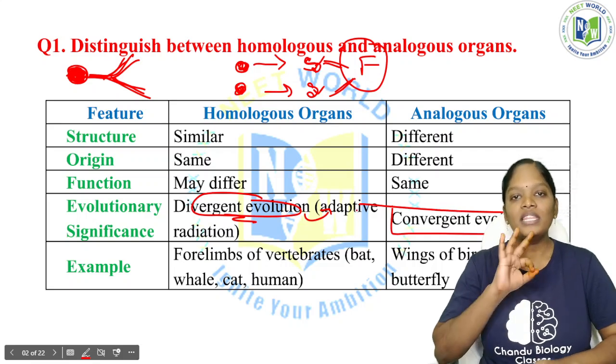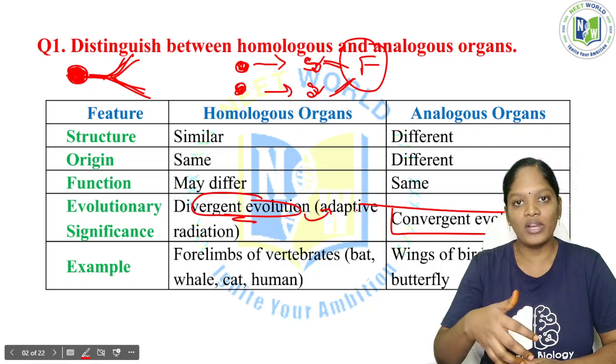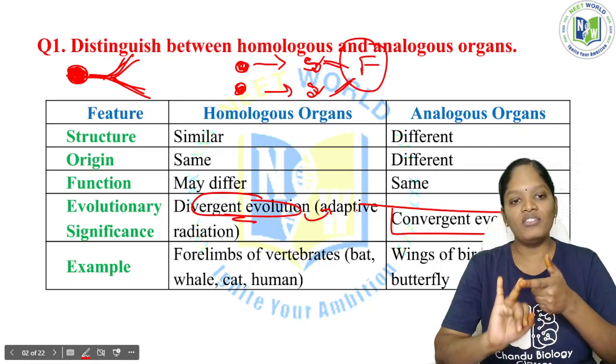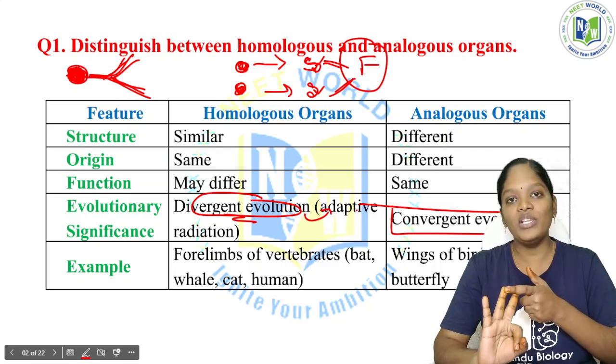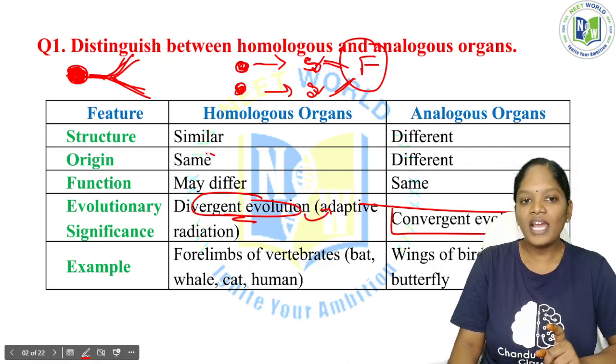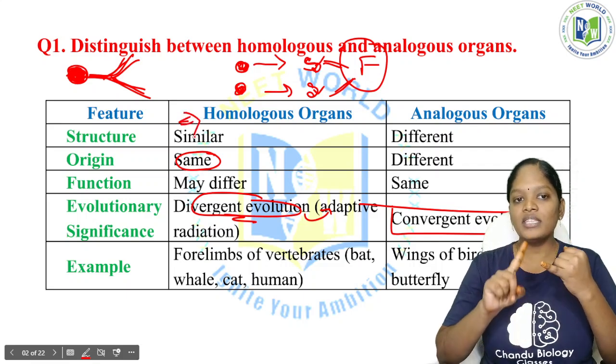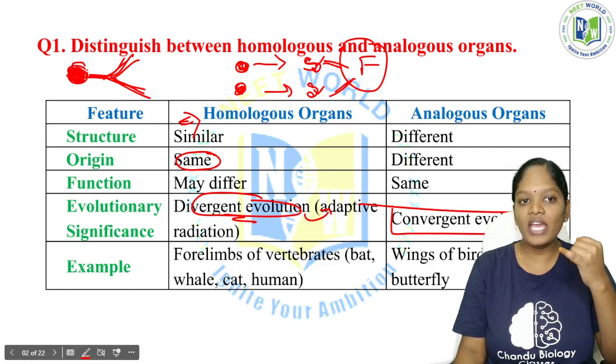So the 3 important things with respect to homologous and analogous organs will be the structure, the function, and their evolutionary significance. See here, in case of homologous organs, they have a common ancestor, as I have mentioned before.